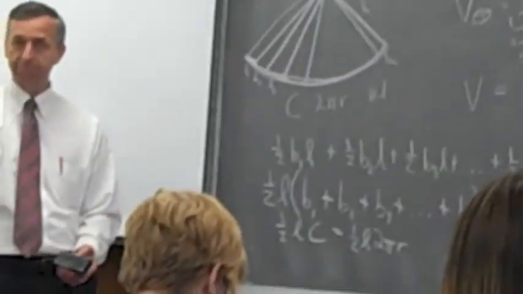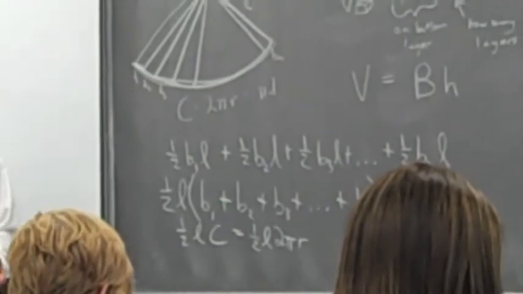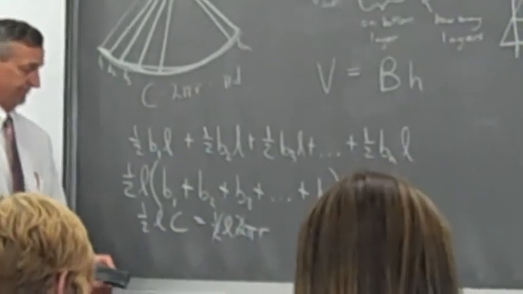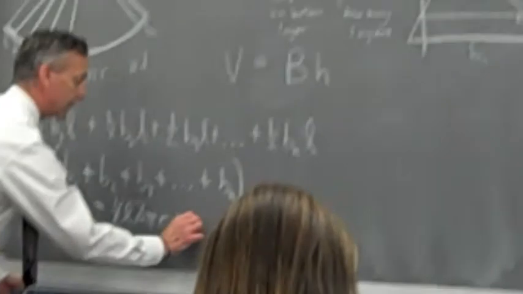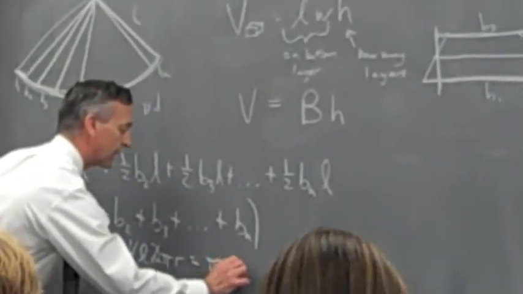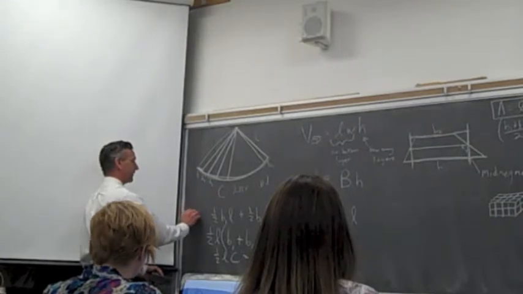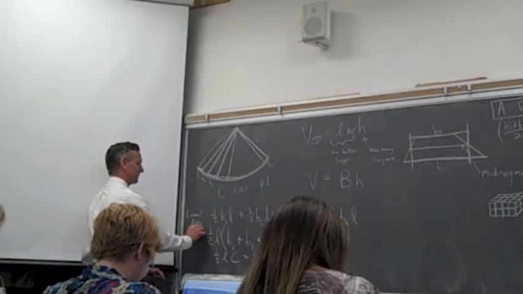Everybody see what we've got? Let's simplify it. Can we? 2 times 1/2 is 1, right? And that leaves us with L and a pi and an r, and we typically write it pi r L. So what is this? It is the lateral area of a cone.